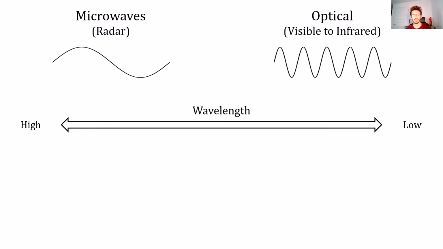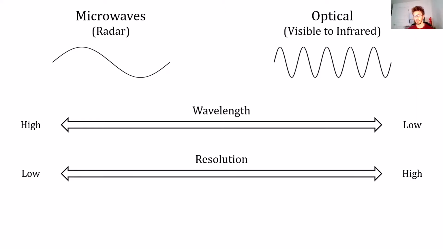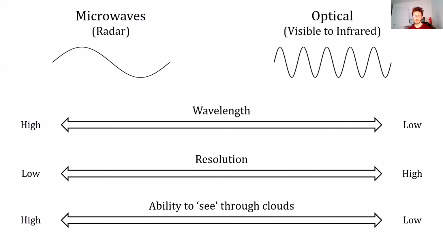The wavelength that you choose for a particular instrument dictates the type of measurement you can take. For example, radar sensors have a lower resolution compared to optical instruments such as cameras. And as I alluded to before, instruments using visible light struggle to see through clouds, yet radar sensors can do this.